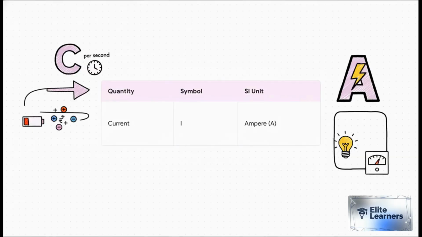We measure this flow, this current, using the symbol I, and its unit is the ampere, or as most people say, an amp. To give you an idea of what that means, 1 amp is 1 coulomb of charge flowing past a point every single second.